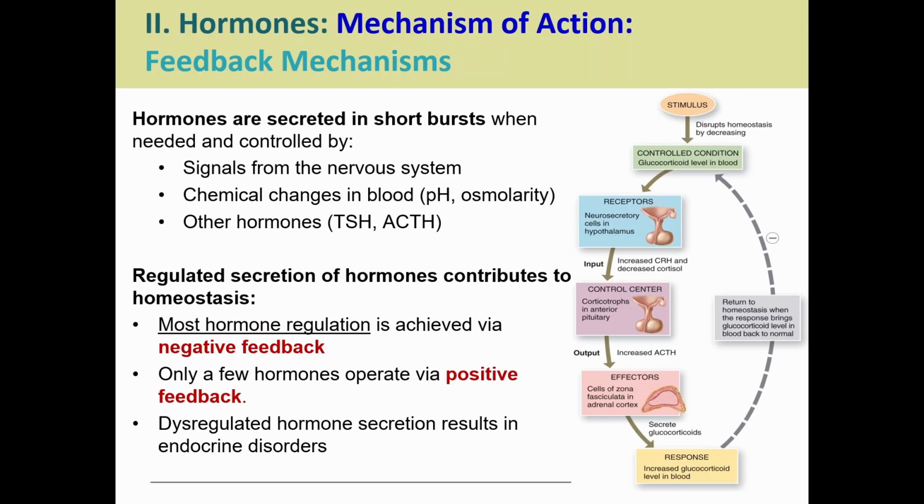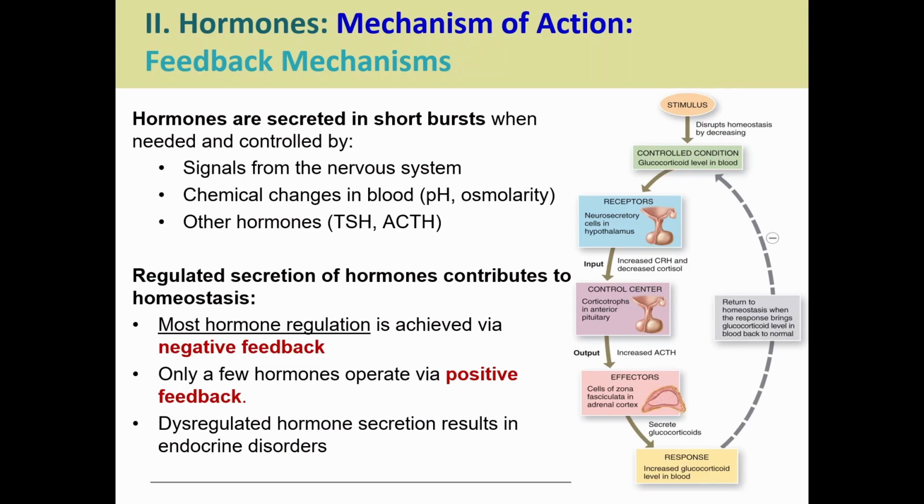Some hormones are secreted in short bursts when we need them. So we can see signals being sent from the nervous system, like signaling for epinephrine. We can also see it when we get chemical changes in the blood, so the pH of the blood is changed, or the osmolarity, meaning the water-salt concentration of the blood, has changed. We can also do this using TSH or ACTH, which help control the thyroid and the adrenals. And doing this is going to help contribute to homeostasis.